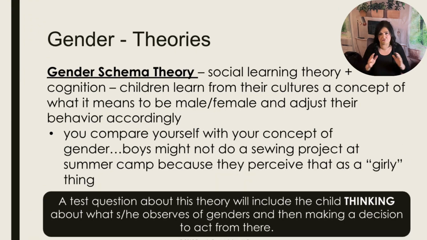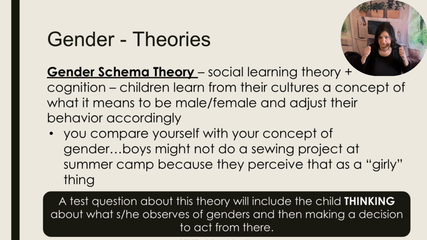And then there's gender schema theory. This is the social learning theory that we just talked about, plus cognition. Right? And when you think cognition, think thinking. So children learn from their cultures, period. Children learn from the people around them, their peer groups, their parents, that's all good. Social learning theory. But if a concept of what it means to be male or female arises and they think about it, right? They take the time to think about it, right?